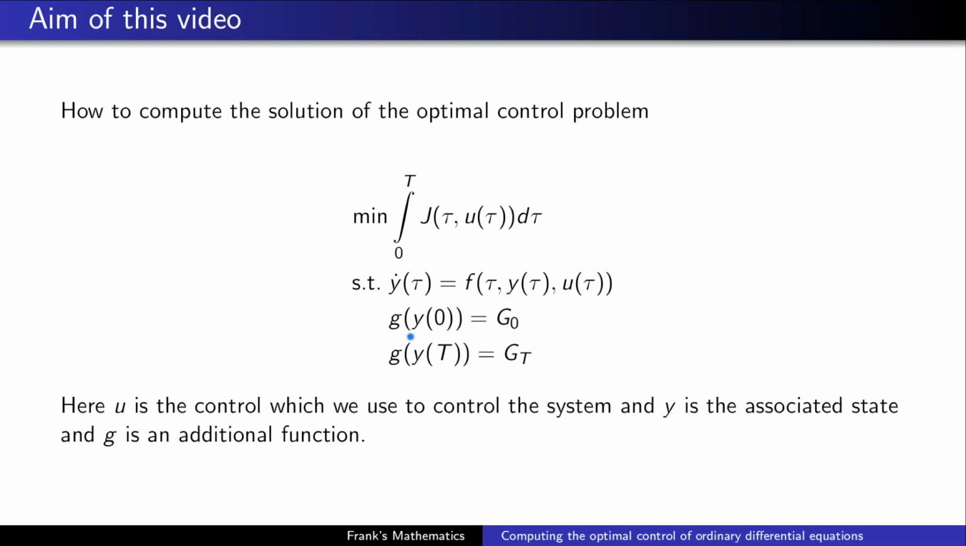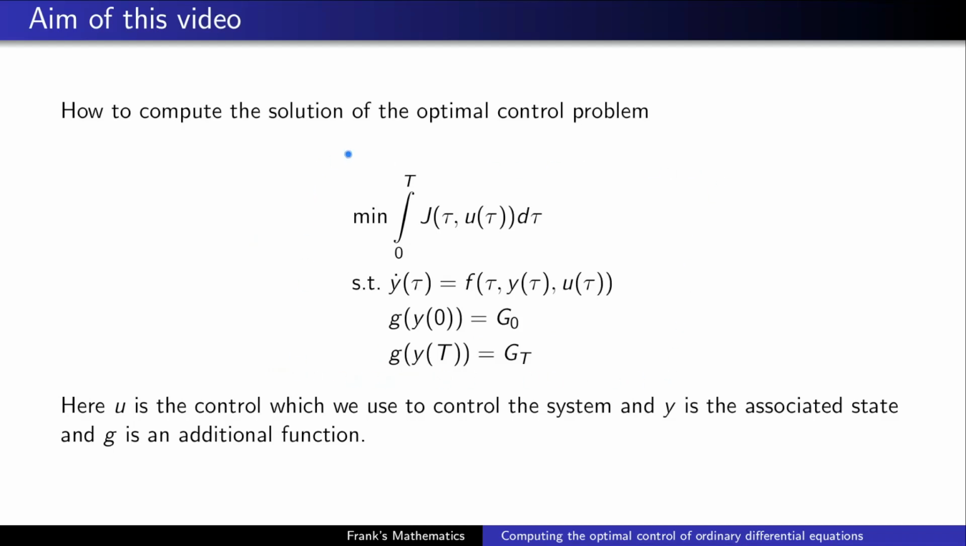So the first additional constraint says that at time 0, our system should satisfy some state g0. The second one is more interesting because it says that at the end of our time interval, our system should be at the point g of T under the function g. And this is a quite interesting constraint because, well, you will see later. So now, this is our optimal control problem we want to solve.